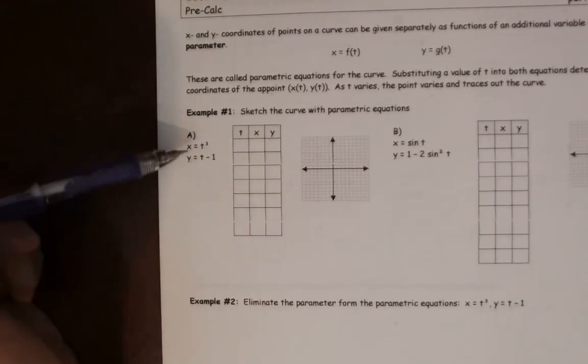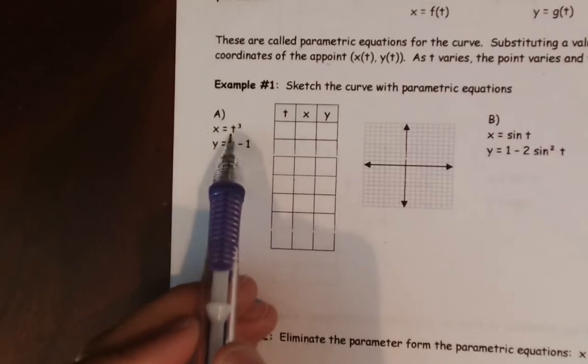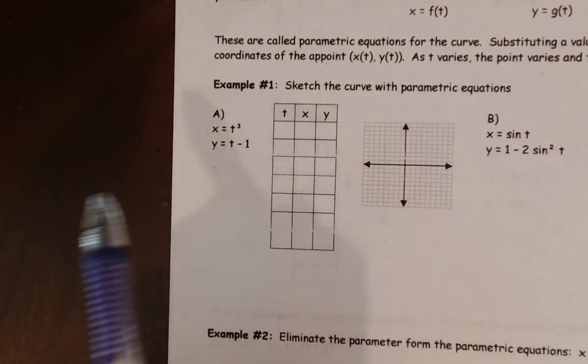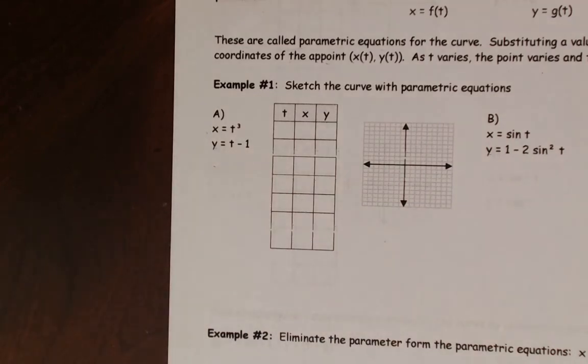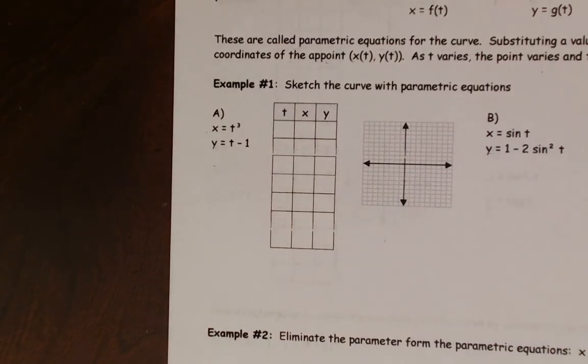So here we have two equations. My x is going to be t cubed, and my y is going to be t minus 1. Now, we have to be careful if we're looking at a real world problem. What is t describing? Can t be negative? Can it be positive? But for this, since there's nothing that really has restrictions, I'm going to look at both my positive and negative values of t.